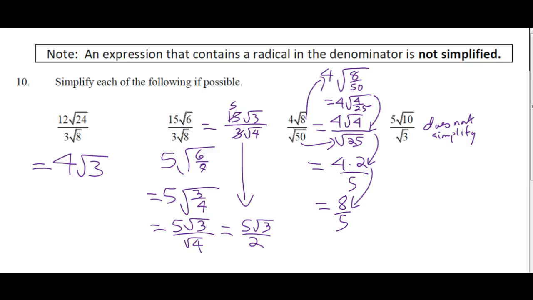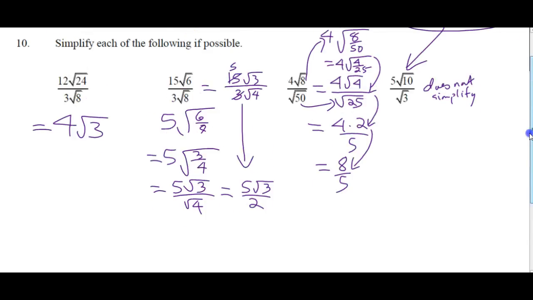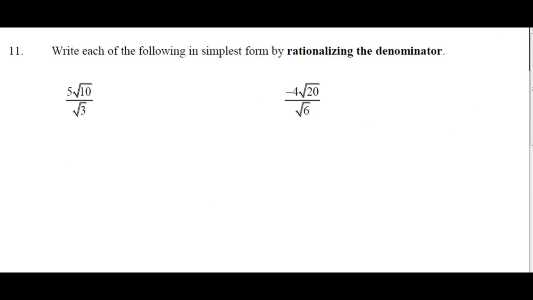So the question becomes, what do we do with an expression like this? If an expression that contains a radical in the denominator is not simplified, then how do we handle it, because it says simplify? It can't be. Okay, so right now it can't be done, but that means we need to come up with a way. Write each of the following by rationalizing the denominator.